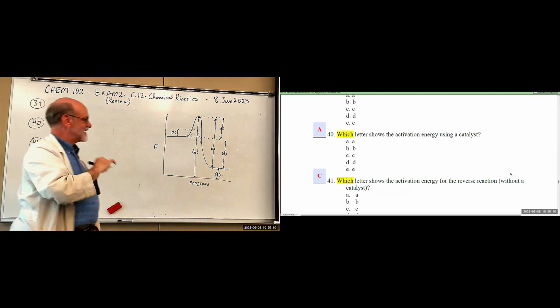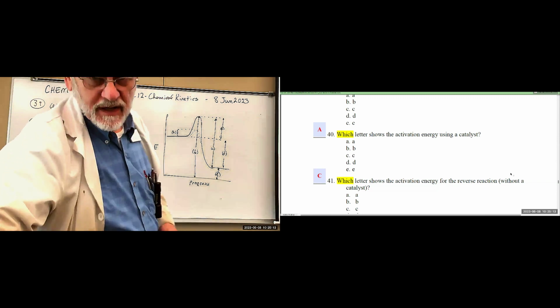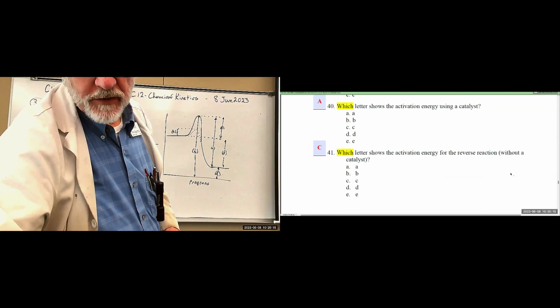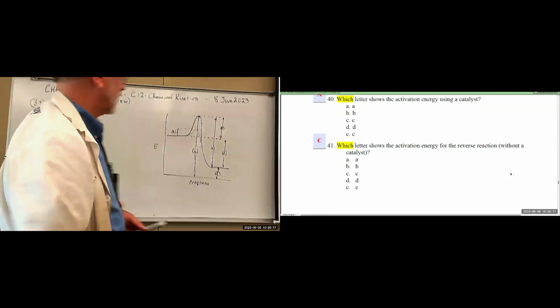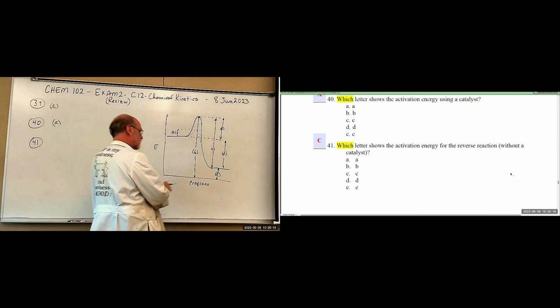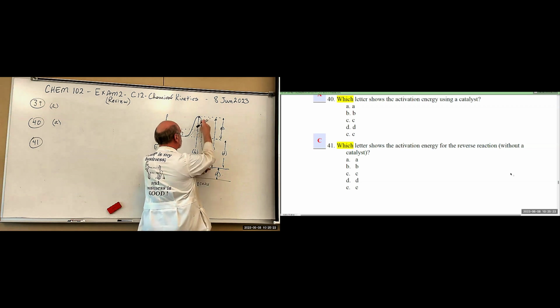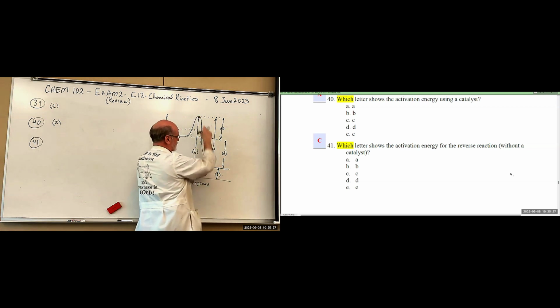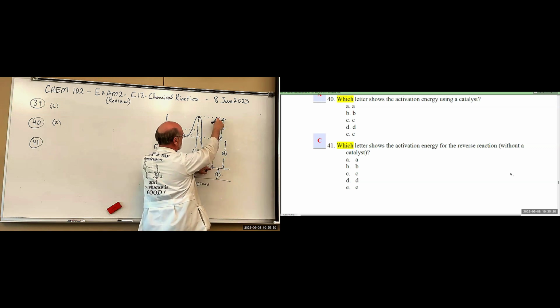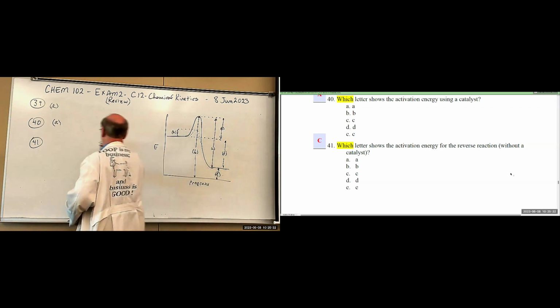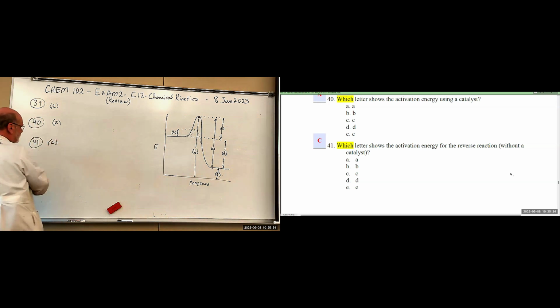And 41, activation energy for the reverse reaction without a catalyst. So in this case, we're saying we've got to go from here, put enough energy in to get to there without a catalyst. So we're going from here to here. C. That's how you read that graph.